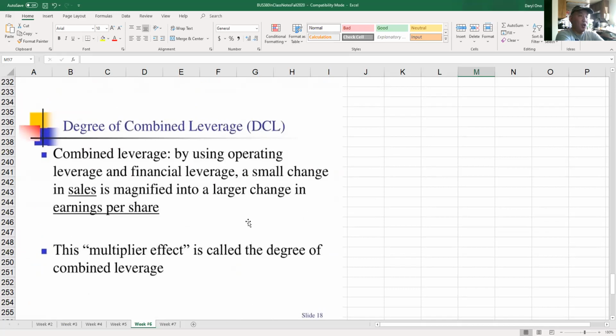So your degree of combined leverage now is looking at both your degree of financial leverage and your degree of operating leverage. And you're going to multiply them by each other. So that's going to show a greater level of risk.